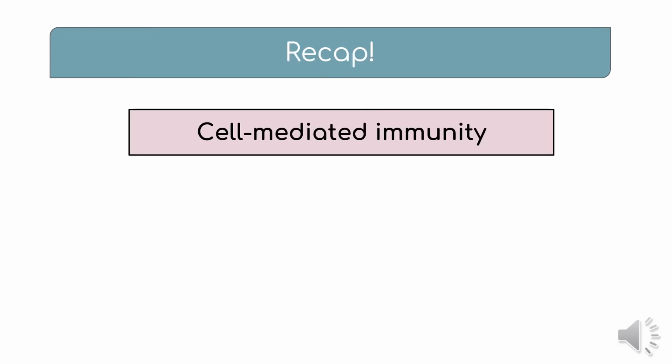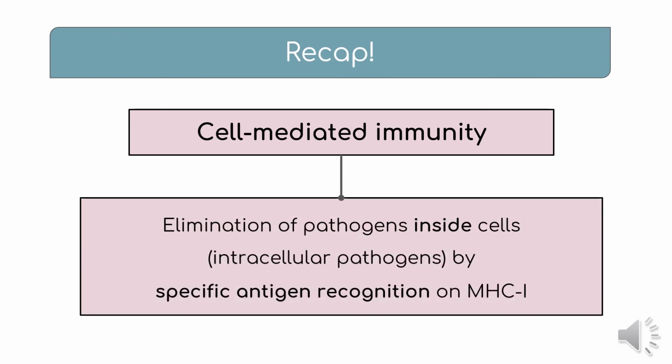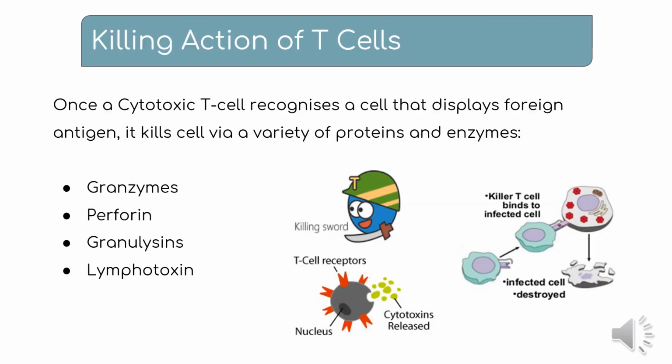Again, what do cytotoxic T cells do? It's similar to soldiers, with a main characteristic in this killing action that mediates the immune response. The elimination of pathogens inside cells happens as these soldiers recognize enemies by specific antigen on MHC1. Once a cytotoxic T cell recognizes a cell that displays foreign antigen, it kills cells via a variety of proteins and enzymes such as granzymes, perforin, granulysin, and lymphotoxin.